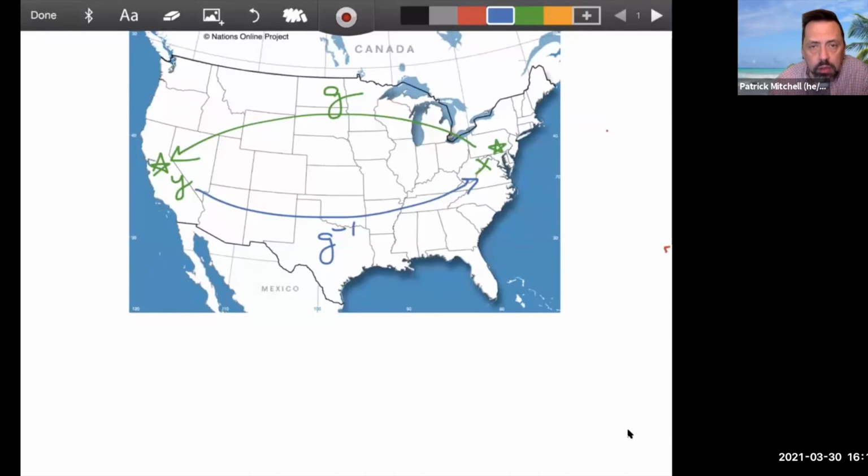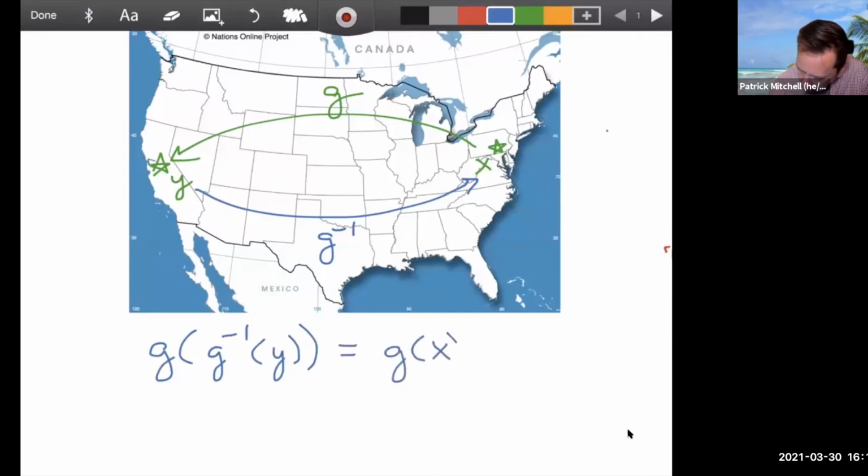This time I want to start with Y. Let's look at G inverse of Y, because last time we had G inverse on the outside. According to this picture, G inverse of Y is equal to X, and G of X is equal to Y. So they will also end up where they started. Hopefully, this analogy helps you make more sense out of it.